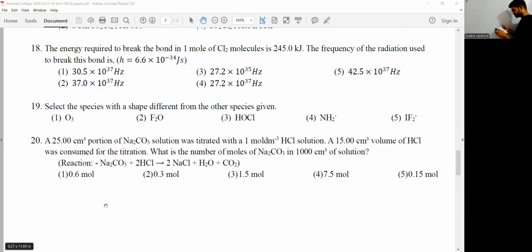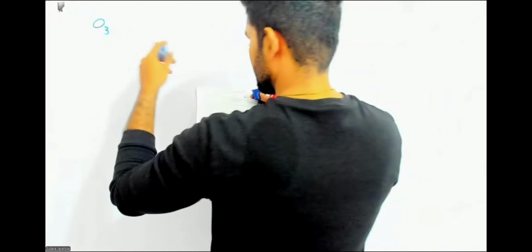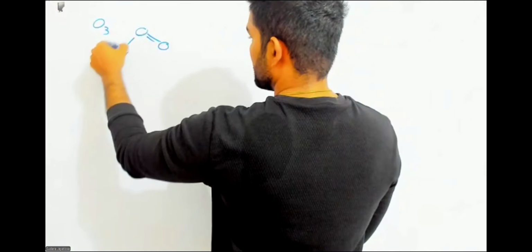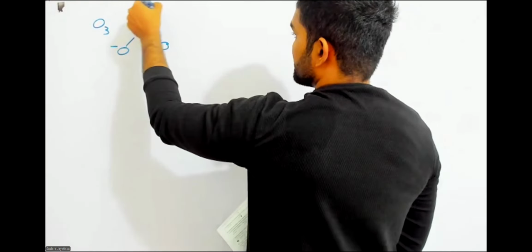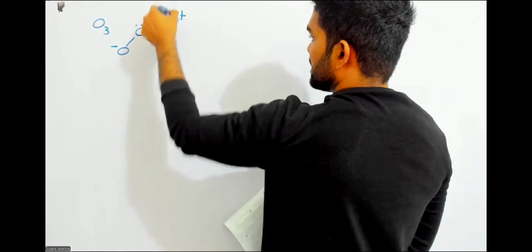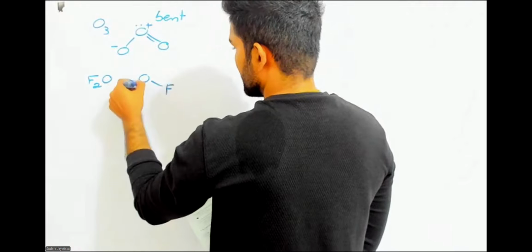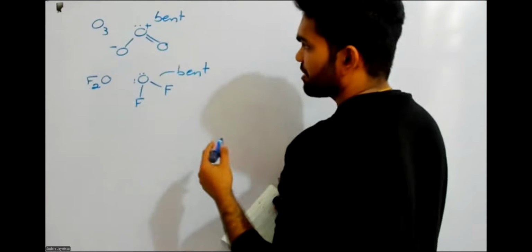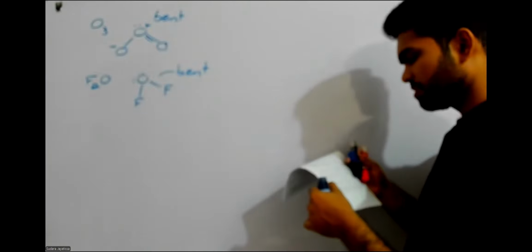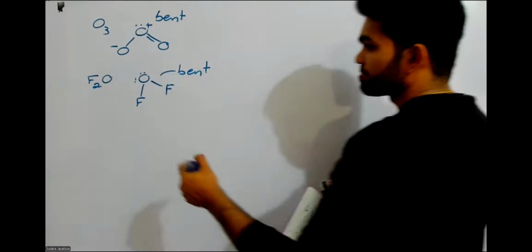So what is that? So let's try and draw their shapes. You have O3. O3 is the Lewis structure of ozone, and it is a bent or angular shape. And then F2O, oxygen is the central atom. It is also bent, but the angles are not the same because they derive from two different geometries. First one is from trigonal planar geometry, and the second one is from tetrahedral geometry.